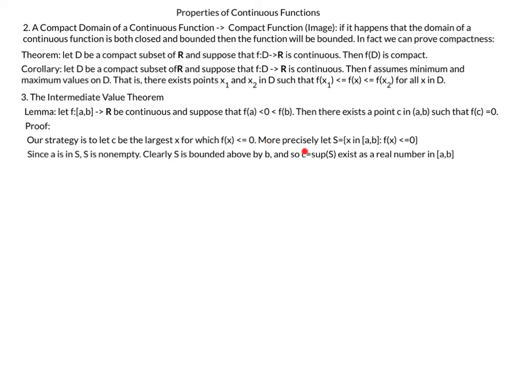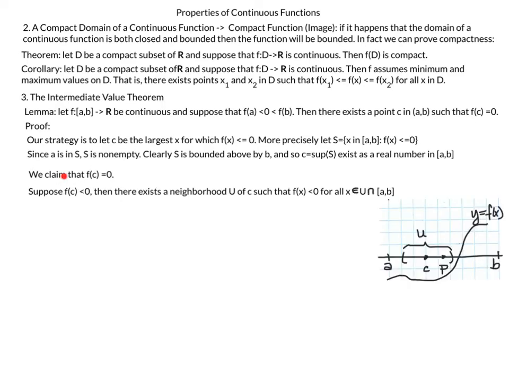So C, where is C? C we define to be the largest x for which f of x is less than or equal to 0. So C is going to be our sup of S, and it does exist as a real number between a and b. And now our claim is that f of c is equal to 0. So let's suppose f of c is less than 0. We're going to prove this claim by contradiction.